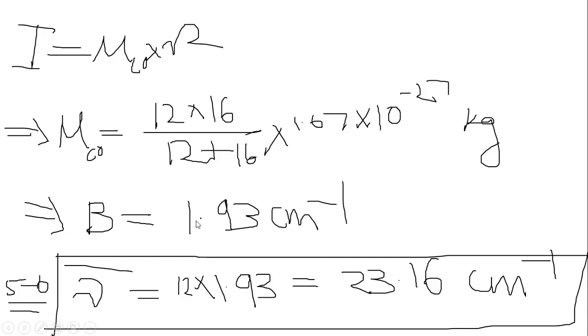The value of B will be 1.93 centimeter inverse, and when we put the value of B, the wave number will be 12B, that is 23.16 centimeter inverse. So let's proceed to the next question.